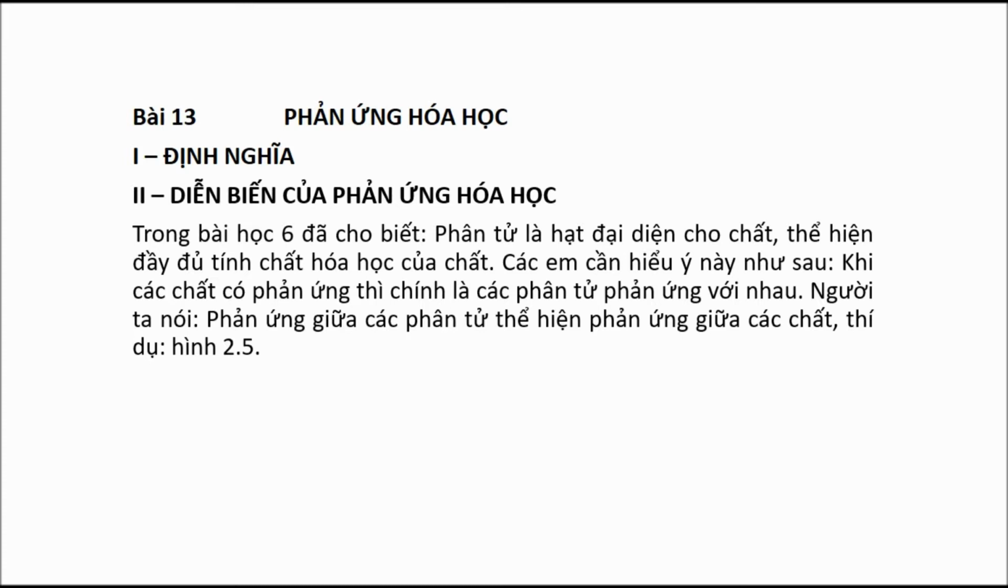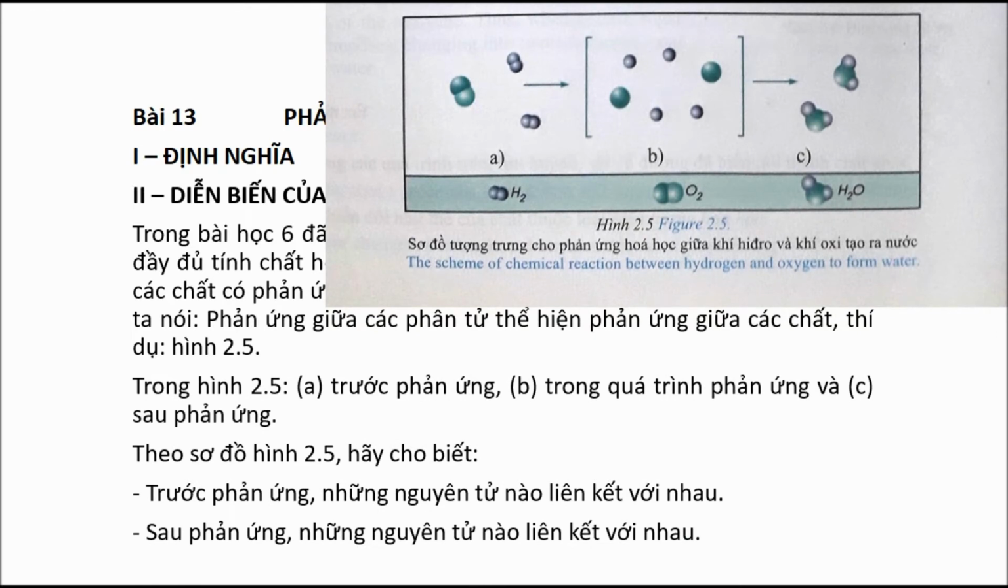As known in Lesson 6, a molecule is the representative particle of a substance and exhibits all chemical properties of the substance. This can be understood that when substances react together, it is the reaction between the molecules. It is said that the reaction between molecules shows the reaction between substances. For example, Figure 2.5: in Figure 2.5a, before the reaction; B, during the reaction; C, after the reaction.